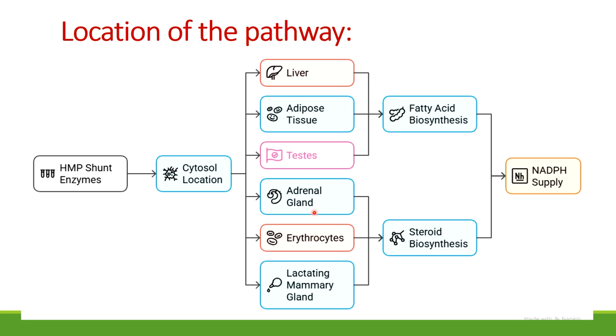And most of these tissues, they are involved in the biosynthesis of either fatty acids or in the biosynthesis of steroids, which are dependent upon the supply of NADPH. If NADPH is there, their synthesis will be taking place. So, in all these tissues, you find HMP shunt happening.